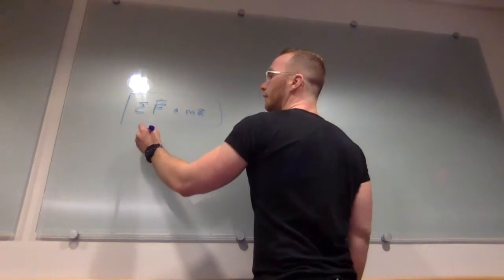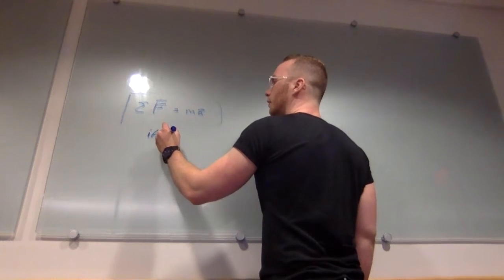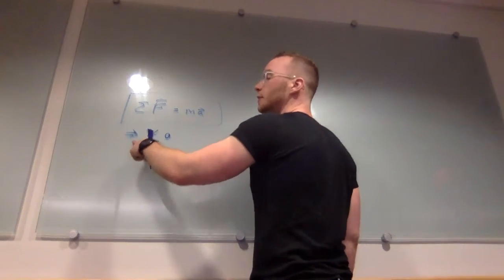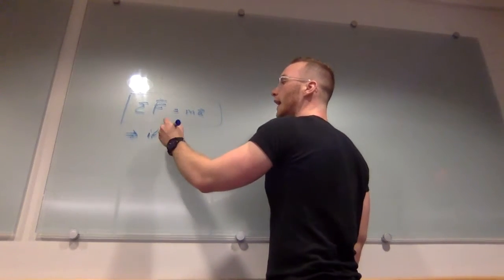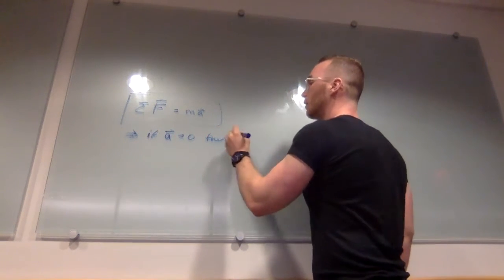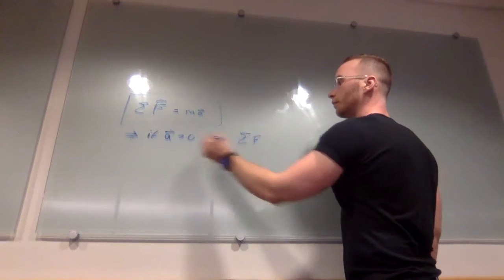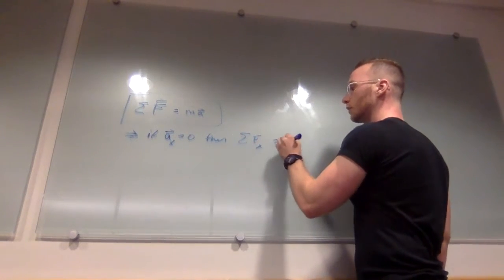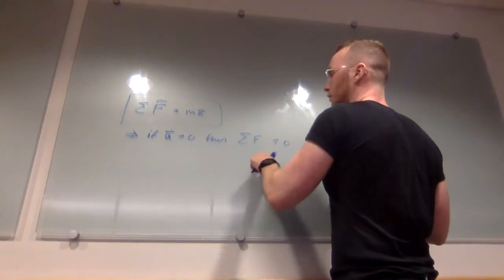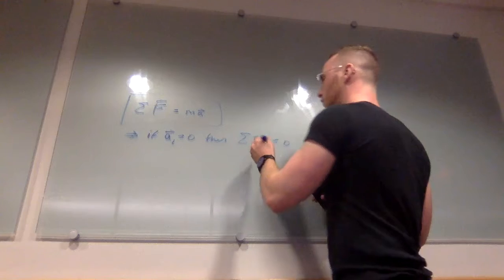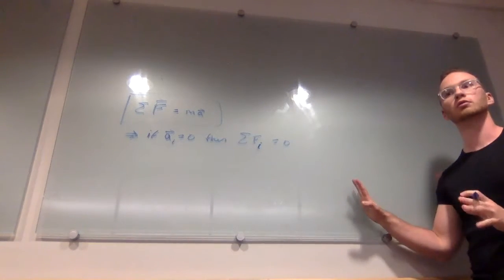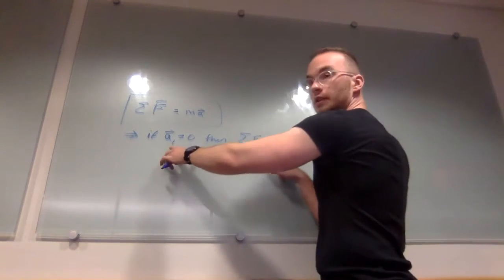Okay, so I'll say if. This means implies, by the way. If A is 0, meaning it's not moving, then the sum of F_i is 0. Actually, I should say i. When I put i, it's called an index. You probably know this, but i can be either x, y, or z. And the fact that I put the same one means the same one.